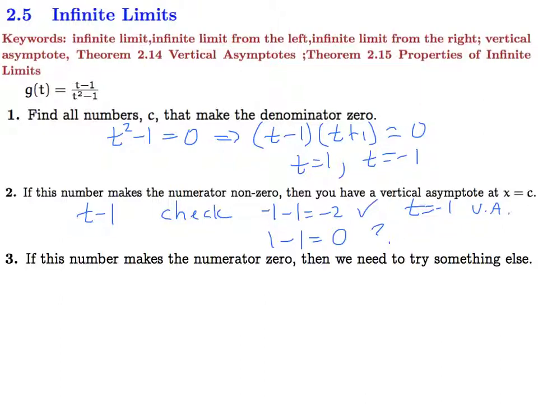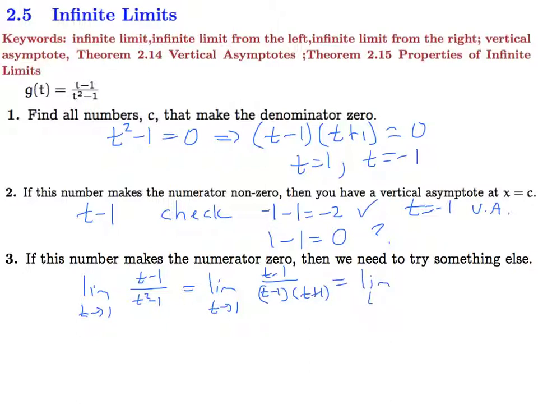So what this tells us is that if this number makes the numerator 0, then we need to try something else. Because we don't know about the number 1, we're going to try computing the limit as t approaches 1 of t minus 1 over t squared minus 1. As we saw, we can factor this into t minus 1 over t minus 1 times t plus 1, which we can cancel using our nice limit theorem. Since limits don't mind canceling so much, we're left with 1 over t plus 1. And now this is a nice rational function, so we can directly substitute and get 1/2.